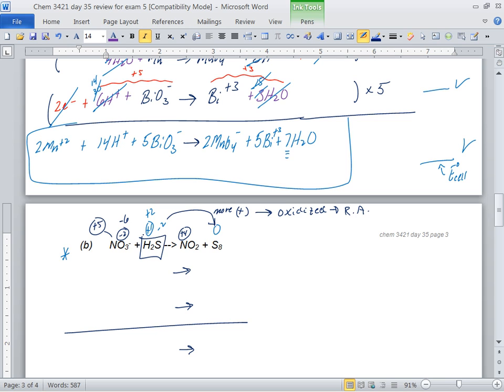Okay. So 5 to 4, that gets reduced. That's the oxidizing agent. That gets circled. How did we miss that? Yeah, going from a negative number to 0 is getting more positive. That's getting oxidized. Yeah, first I thought I wrote the reaction wrong.